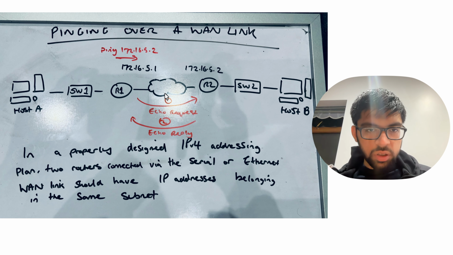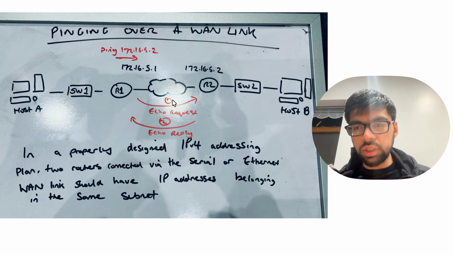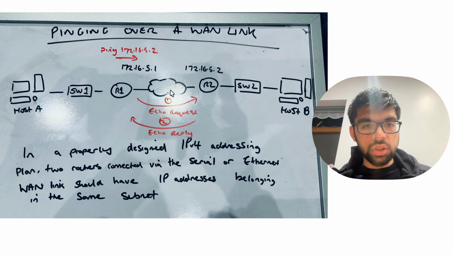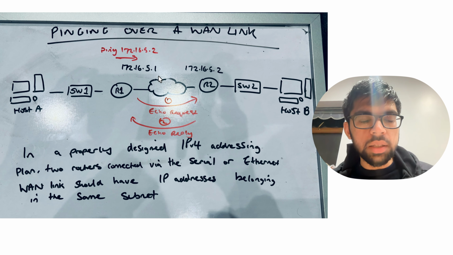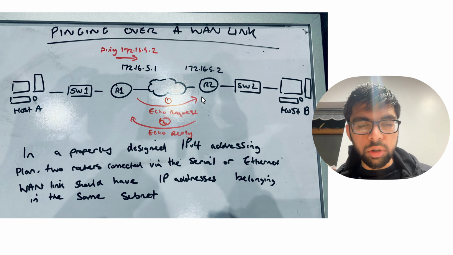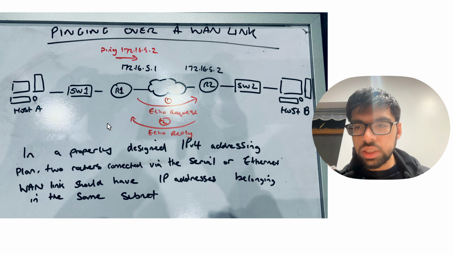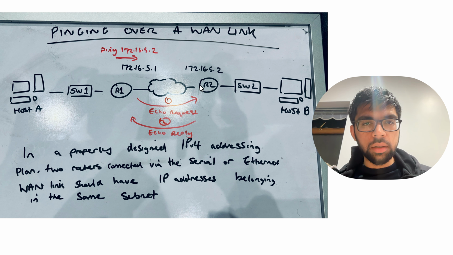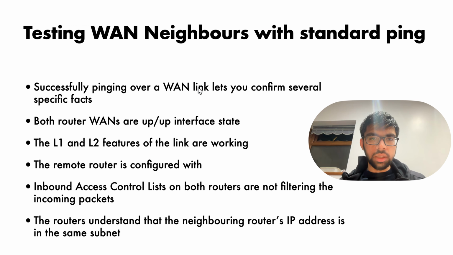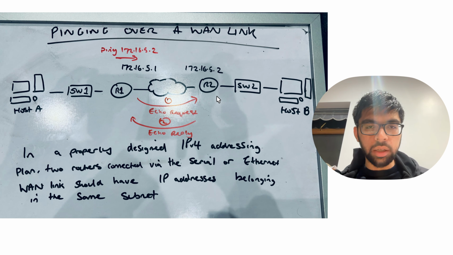So this represents a serial Ethernet WAN link here. You've got router 1 and router 2. So if router 1 was going to try and ping 172.16.5.2, which is the IP address of router 2 here, that's in a different subnet. It sends an echo request, and then router 2 sends out an echo reply. So they're in different subnets, but you can ping over a WAN link just by doing a standard ping. You can ping over a WAN link to a different subnet if the IP addressing is properly designed and implemented. So this is what's happening.